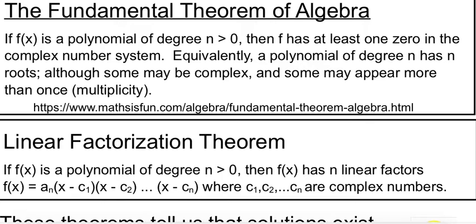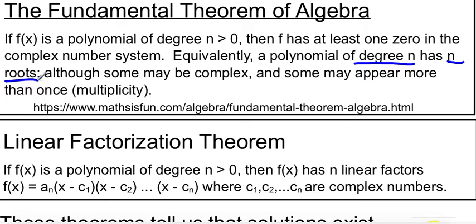The fundamental theorem of algebra says that if you have a polynomial of degree at least 1, then f has at least one zero in the complex number system. Okay, so there is at least one zero. It might be a complex number. Another way that you can say that is that if you have a polynomial of degree n, it has n roots or n zeros. Although some of them might be complex numbers and some might appear more than once.